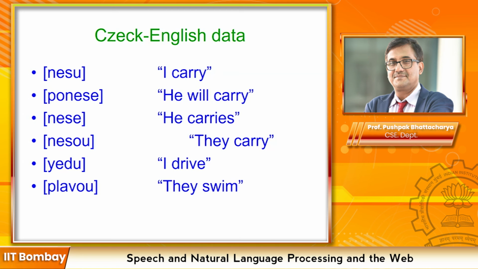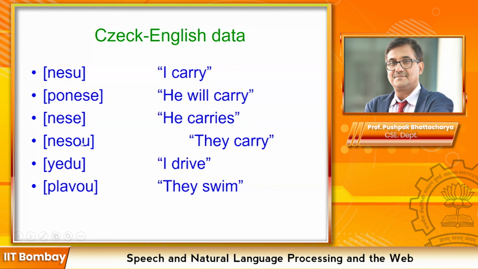So I give you this parallel corpus. Nesu is I carry, ponese he will carry, nese he carries, neso they carry, yedu I drive, plavou they swim. I think this is Czech. So a Czech to English parallel corpus is given to you. Now if you look at the parallel corpus for some time, you will be able to translate new Czech words or phrases. Okay, so just notice this.